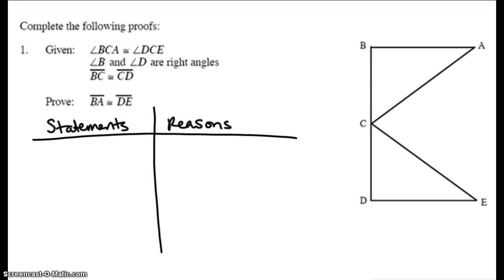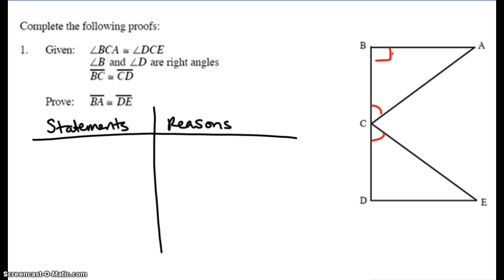Alright, so we are given some information here that we need to plan. We're given that angle BCA is congruent to DCE. Notice how I'm putting the markings on my triangle. Alright, and then I've been given that angle B and angle D are both right angles.